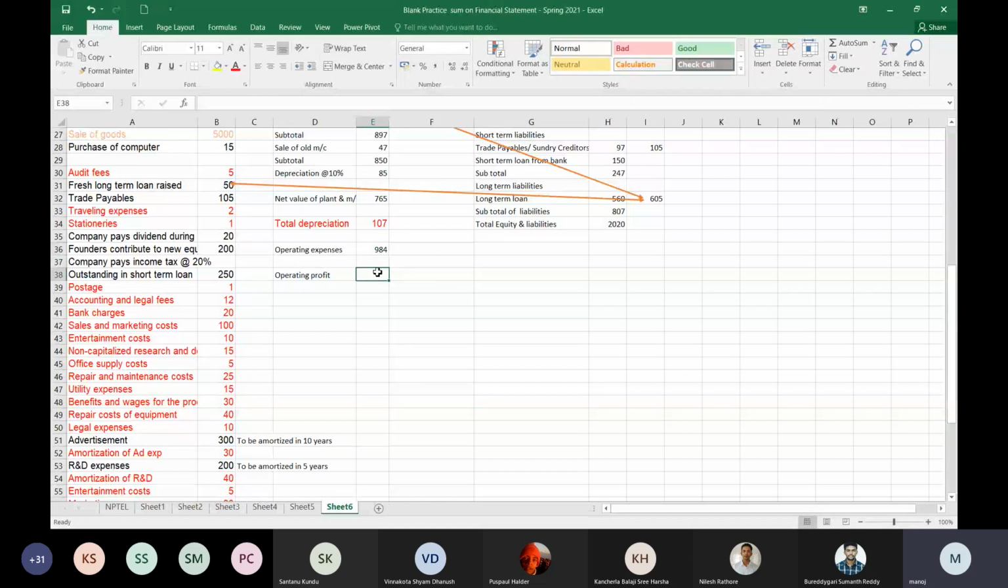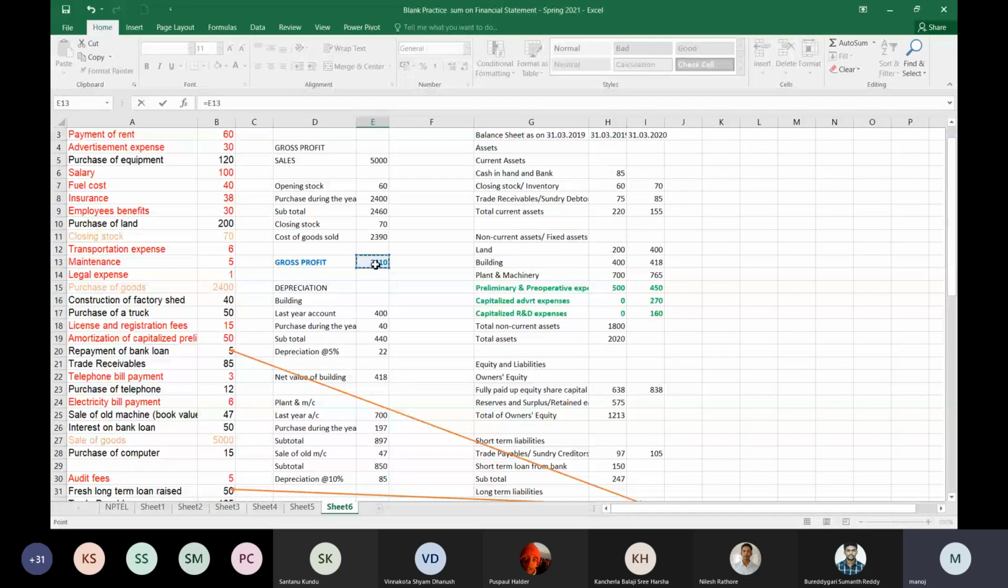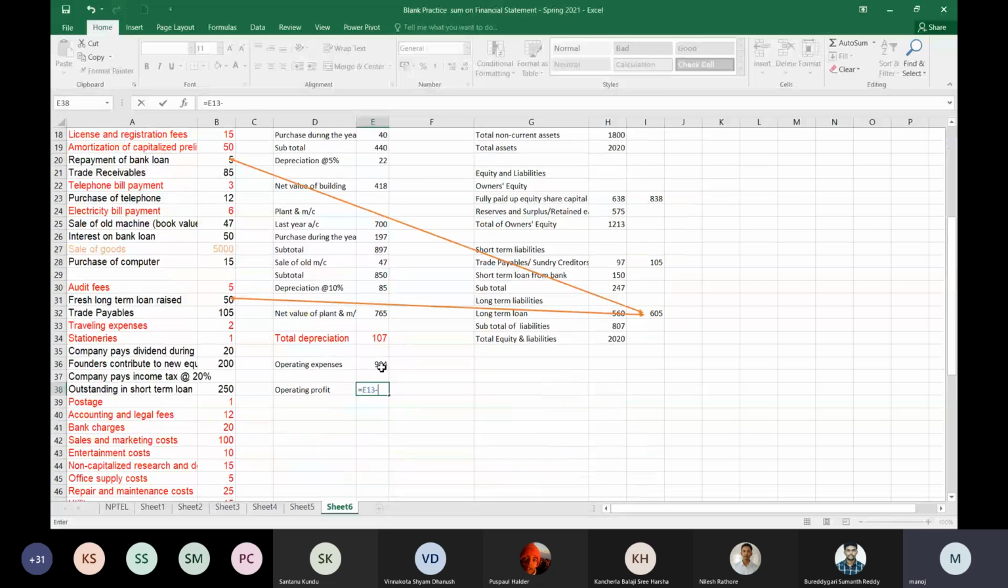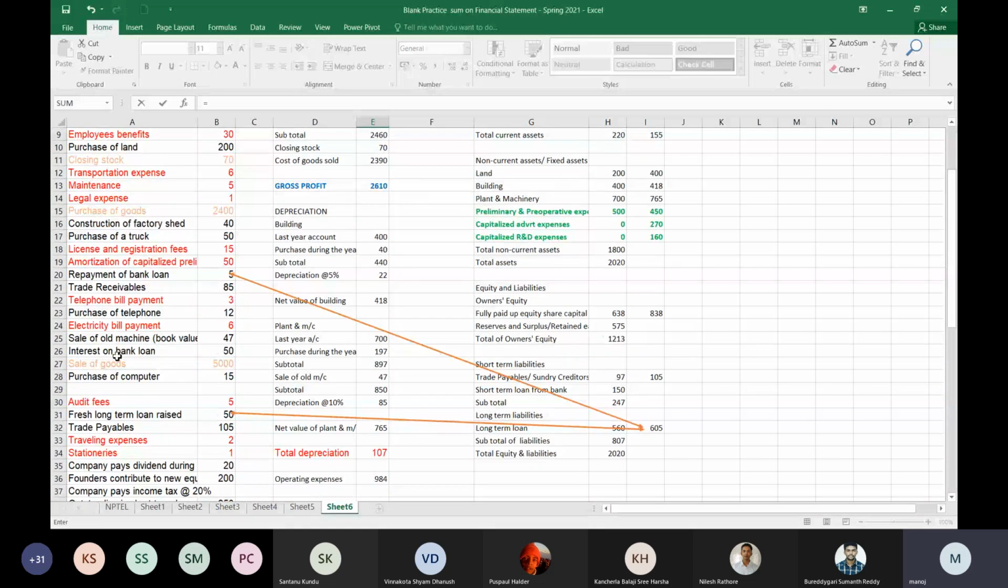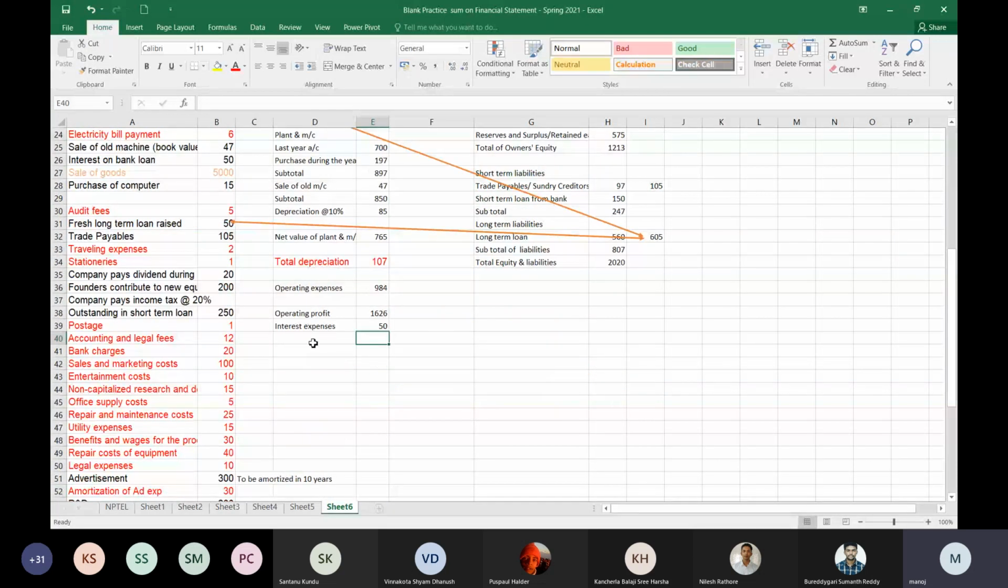So operating profit is equal to gross profit minus this one. This is operating profit. We have healthy profit. Now we have to deduct interest payment to bank. Interest, you can write interest expenses. That is equal to wherever there is interest. See, it is still blank. So this is the interest.